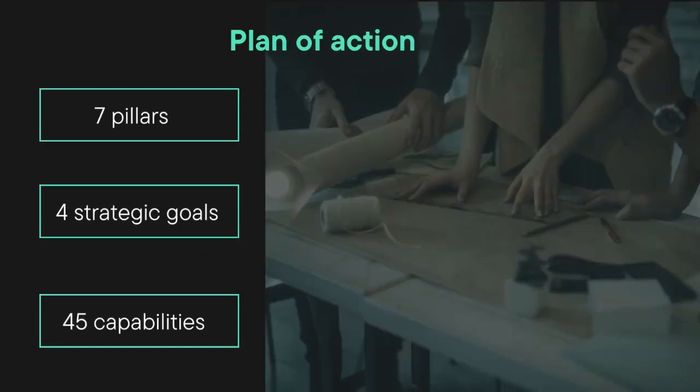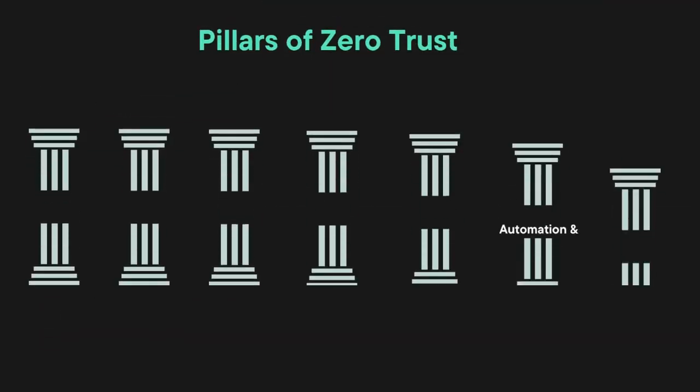Now that we have an overview of the strategy, we'll break it down into actionable steps. To begin with, there are seven pillars of zero trust. There are four strategic goals, each of which contains several objectives, and then there are 45 capabilities which are essential to deploy zero trust. In the next couple of minutes, we'll take a detailed look at each of these components, and we'll help you understand and develop a roadmap for your own organization's zero trust journey.